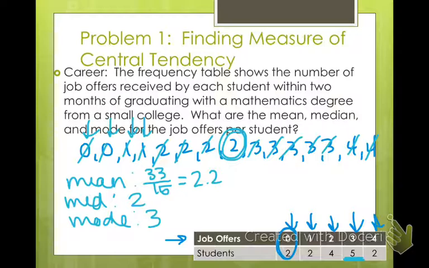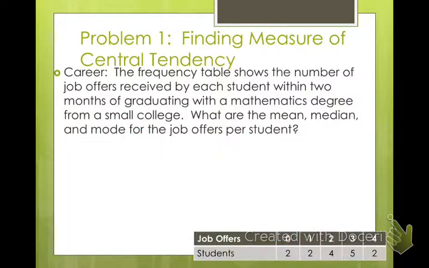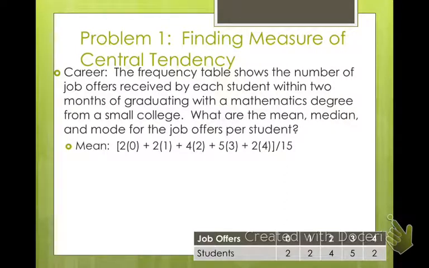Also, what you could do is say, I need to find the mean out of all of these, and without writing them all out, you could multiply the frequency times the number of offers.